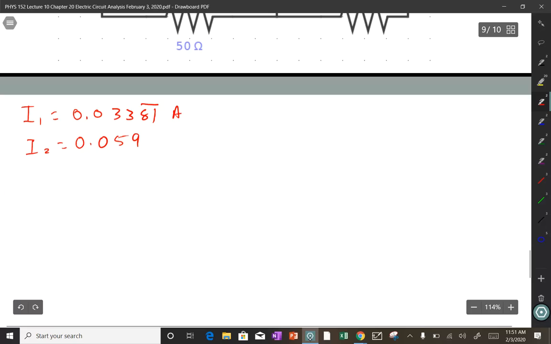So according to David Chapman, what is I1? I1 is 0.0338181 repeating. And what is I2? I2 is 0.05963 repeating. And what is I3? I3 is 0.02581 repeating. Okay, so those are the answers David got.